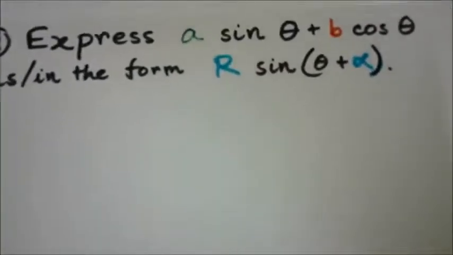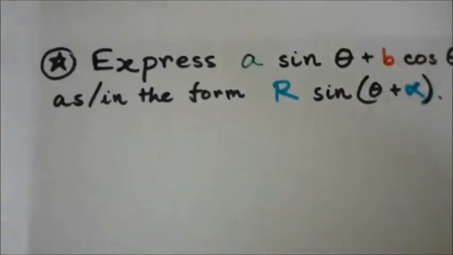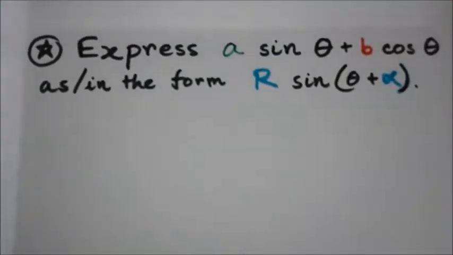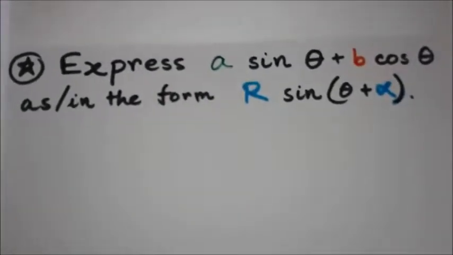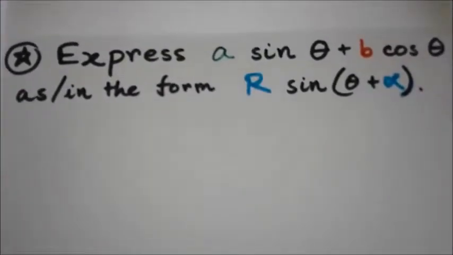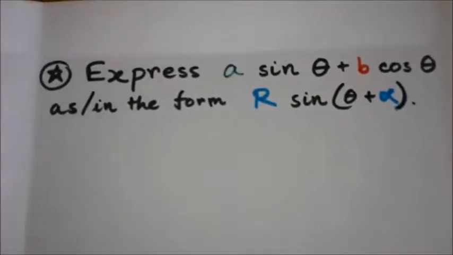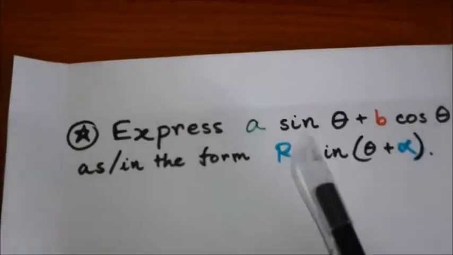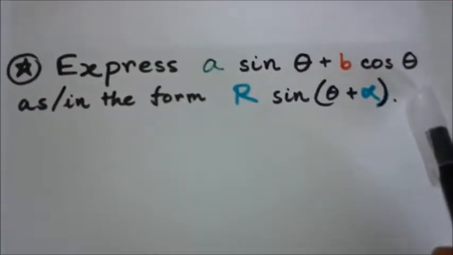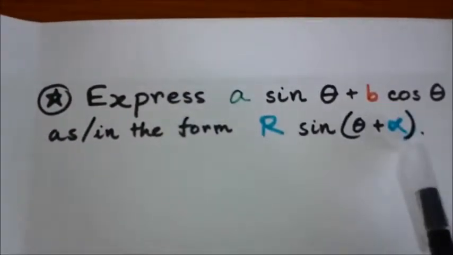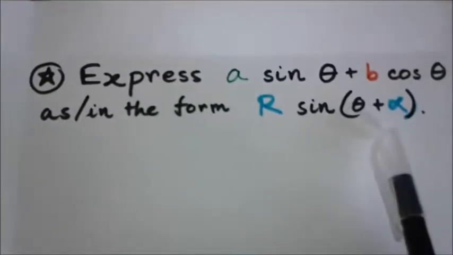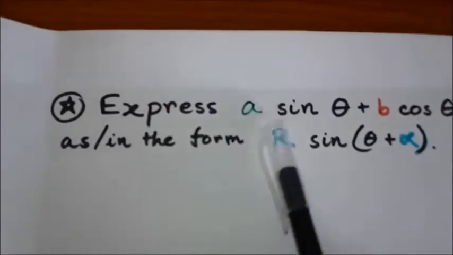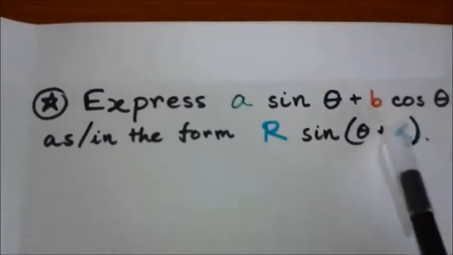Hello everyone, today we will look at a nice geometric interpretation of something that more or less we've all learned in trigonometry class, which is to express a sine theta plus b cos theta in the form of a single trigonometric ratio, including this length r and this angle alpha.